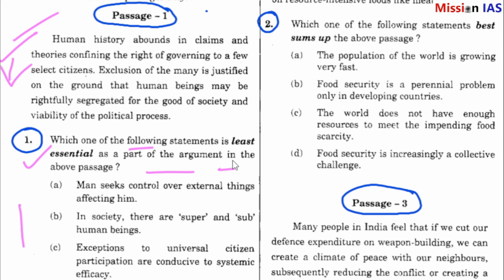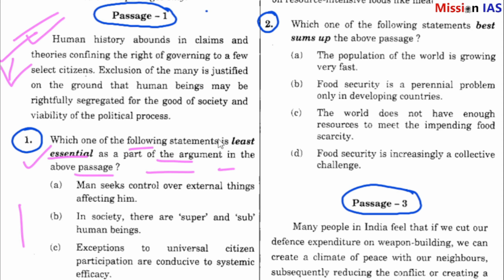So today our class has started now. First we are doing some passage questions. We first read the questions, then we go to the passage. The first question is, which one of the following statements is least essential? This term is very important. Least essential as a part of the argument in the above passage. So which part do we need to know?